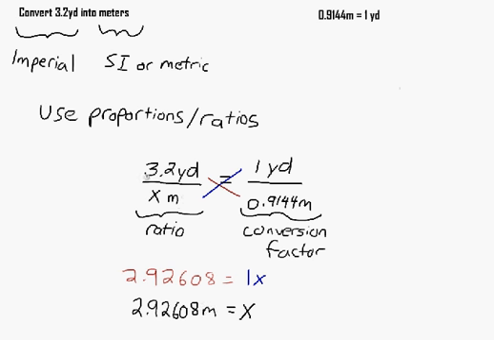So 3.2 yards would be the same as 2.92608 meters. One way of converting the imperial units into SI units, specifically for distance, is to use a proportion or a ratio. And that's how you would solve any type of question like this.